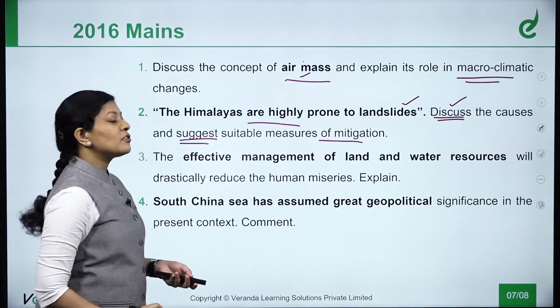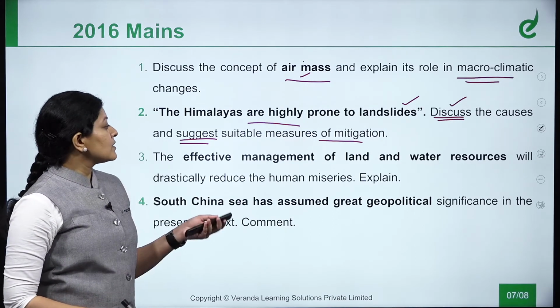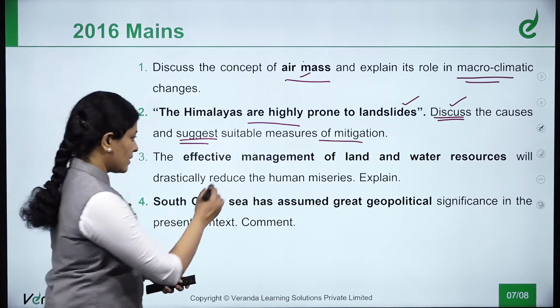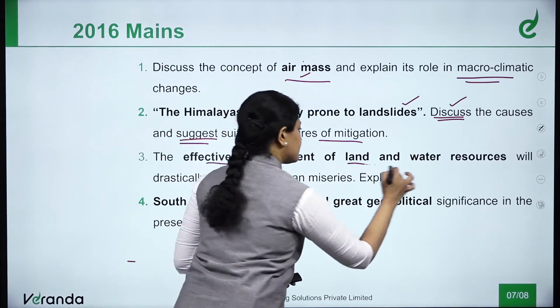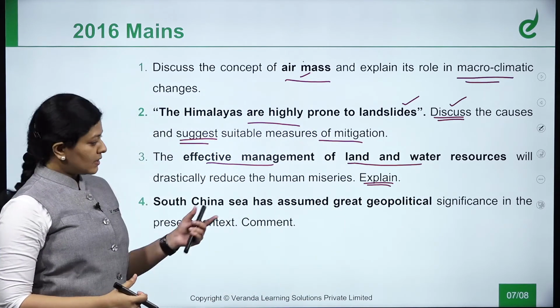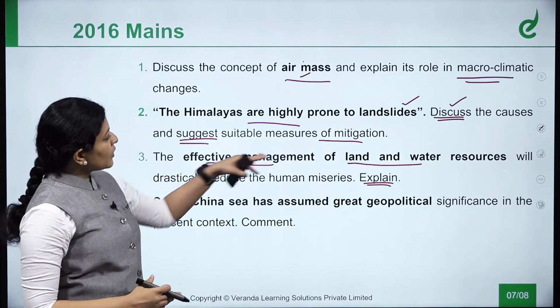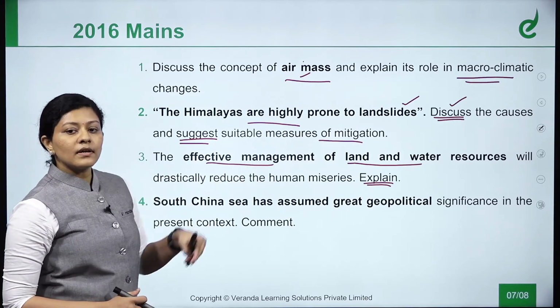The effective management of land and water resources will drastically reduce the human miseries. So again here this is the keyword. We are going to explain, we are going to give information about it. This particular statement is going to be explained. So you are supposed to make your answer revolve around only these particular keywords.